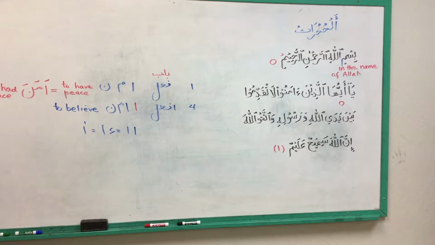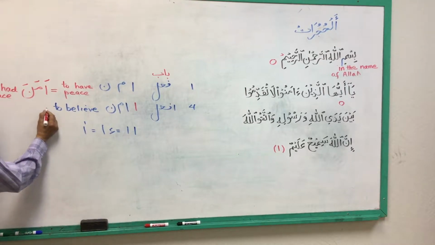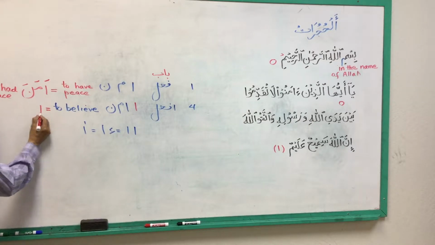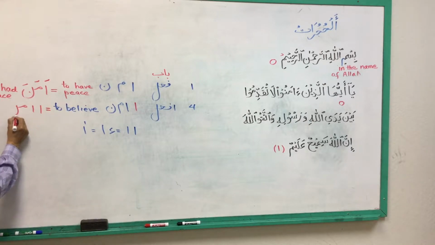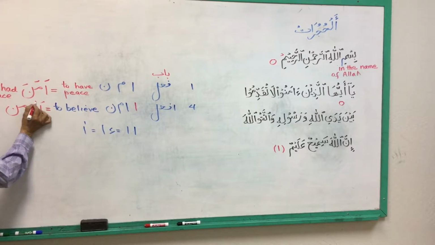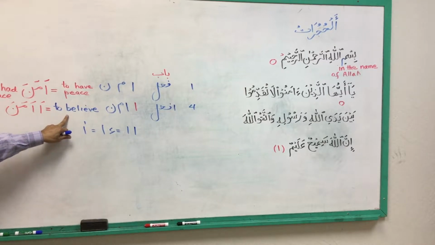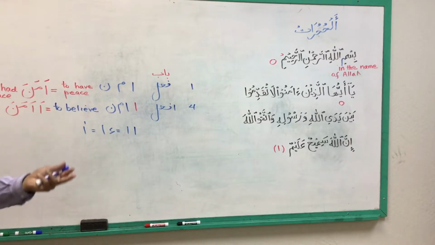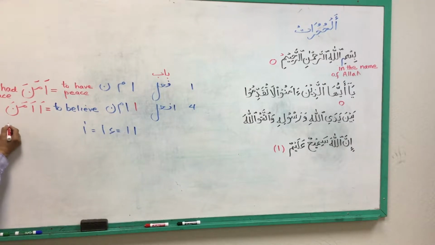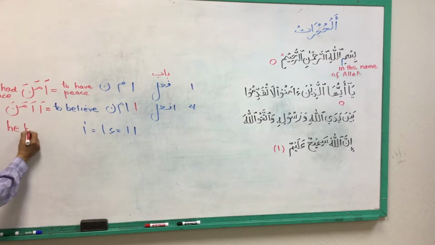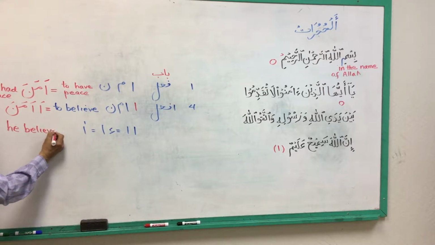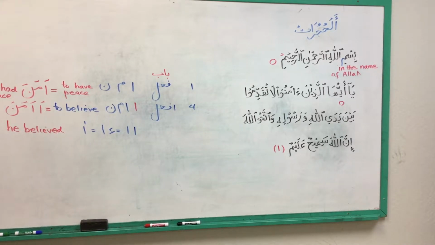Okay. Now, if I do the same thing here, if I combine these this way, okay, amana. Amana would mean he believed, third person and the past tense. Okay, so the meaning will become he, past tense, believed. Okay, he believed, third person.